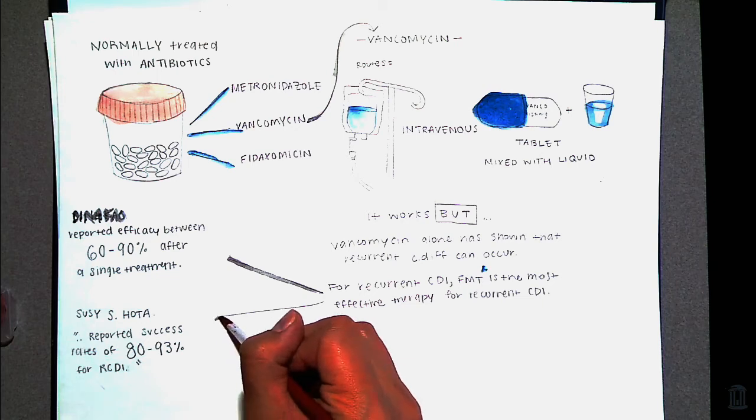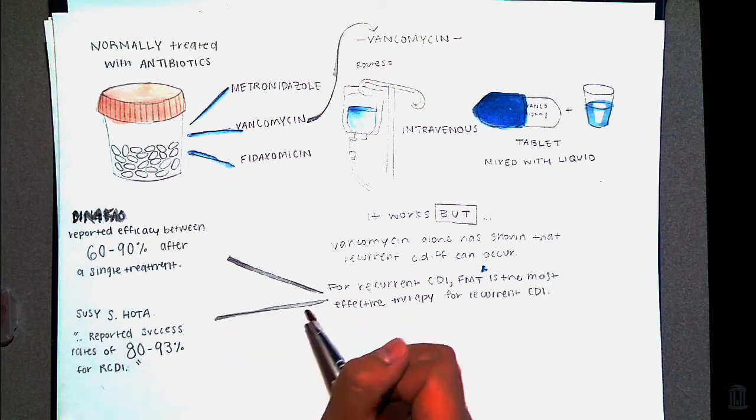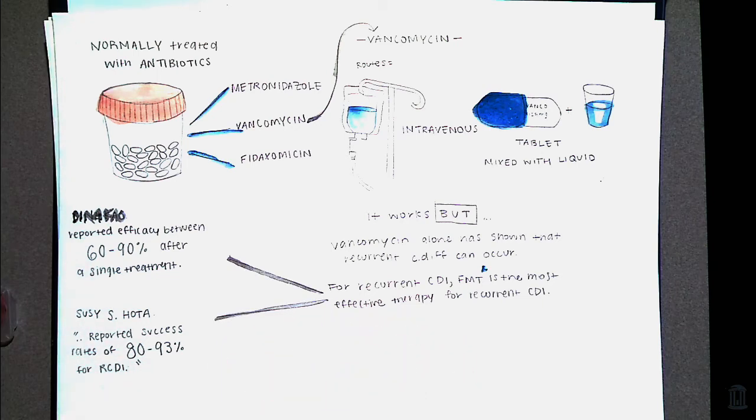However, according to researchers Dina Cao and Susie Hoda, it may be an effective treatment for C. diff, but research shows that it actually increases the risk of getting C. diff again in the future. So what do we do for people that keep getting recurrent C. diff due to vancomycin treatment? This is where FMT comes in. FMT is the most effective therapy for recurrent C.